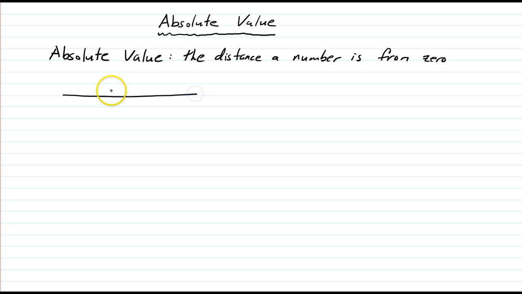So if we were to look at a number line, and I said, what's the absolute value of 3? Well, 3 is 3 away from 0. And if we were to look at the absolute value of a negative 2, look at the point there, how far is it from 0? Well, it's 2 away. And so absolute value is always going to be positive.